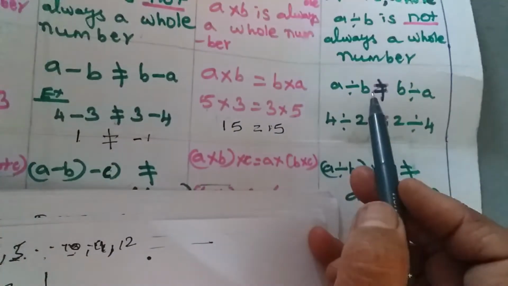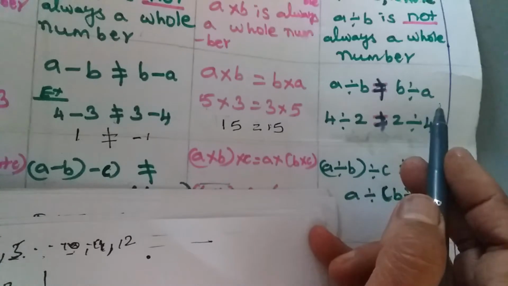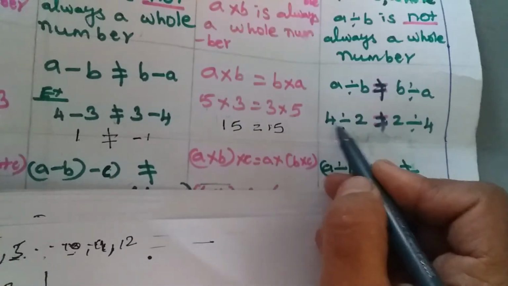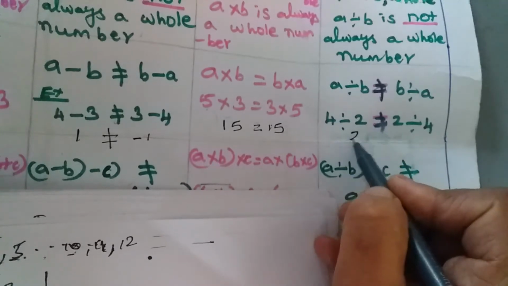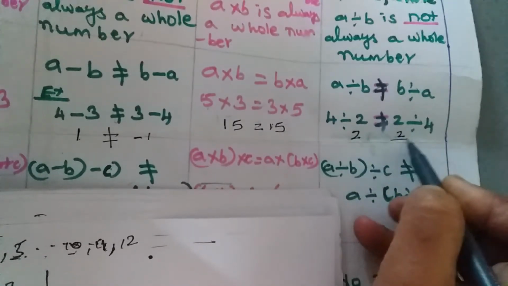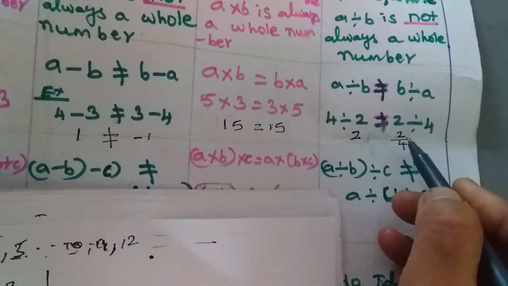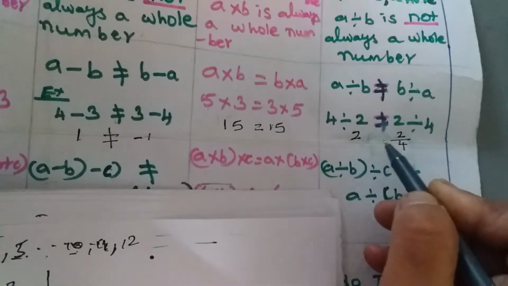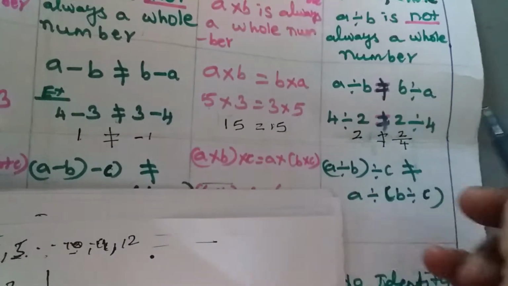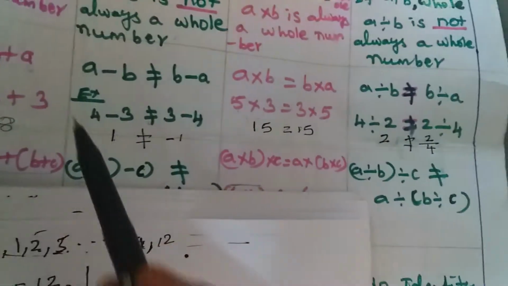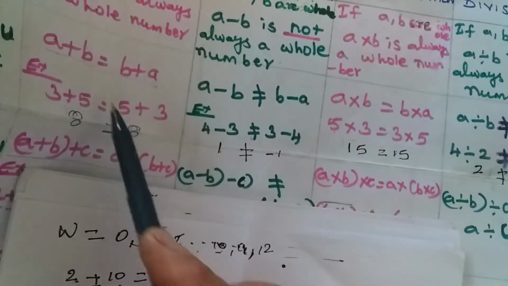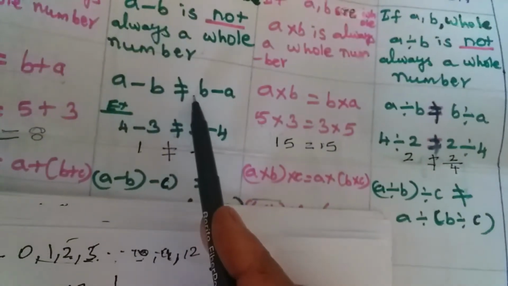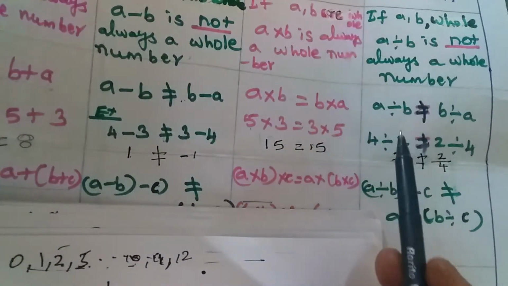Now we'll check for division. Is A divided by B equal to B divided by A? Let us check. 4 divided by 2. What is 4 divided by 2? Till 4 comes, we should tell the 2 tables. 2 2s are 4. But here, 2 divided by 4, it is 2 by 4. We cannot divide 2 by 4 exactly. It is a fraction. So they are not equal. So just like closure property, commutative is true for addition and multiplication and not true for subtraction and division.